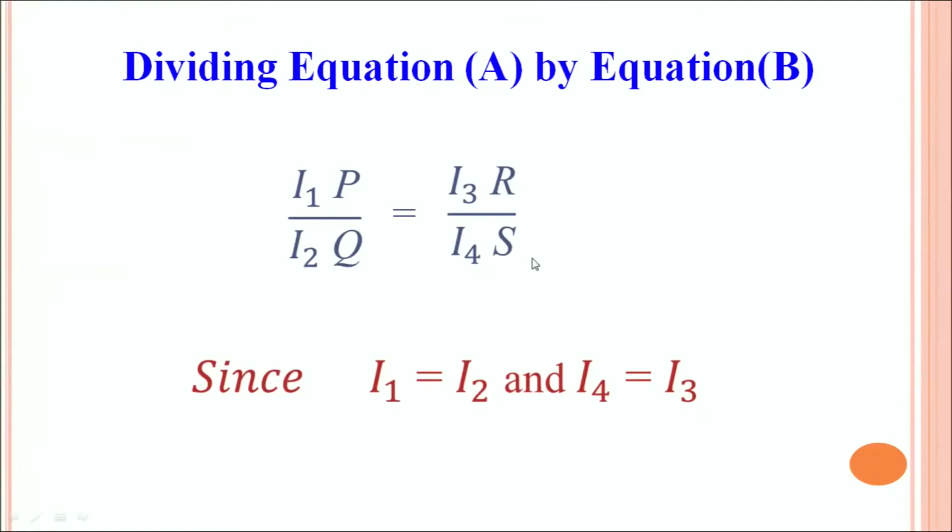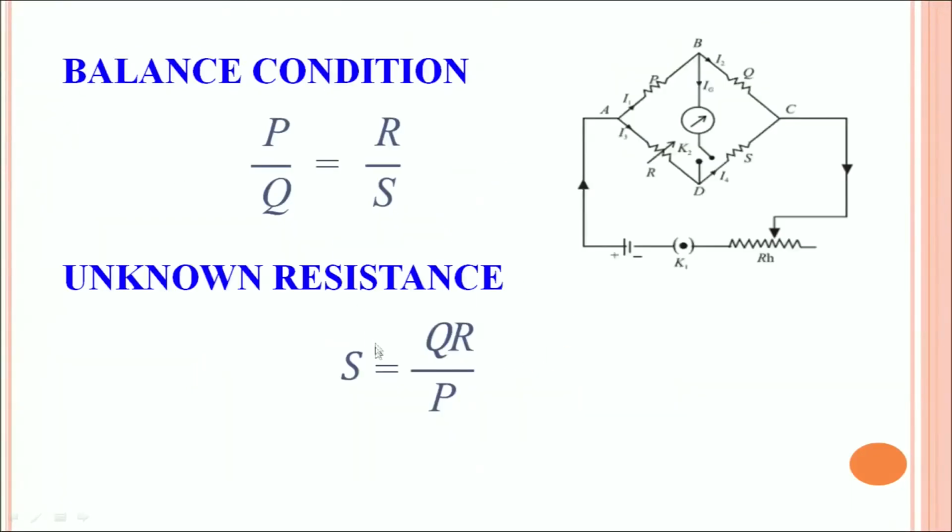by I4S. But since I1 is equal to I2 and I3 is equal to I4, they disappear and you obtain what is popularly known as the balance condition or the null condition of a Wheatstone bridge. And what is that? P by Q is equal to R by S.